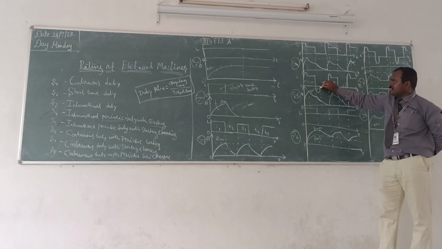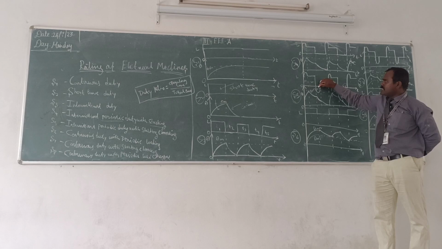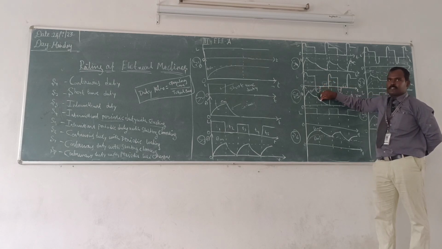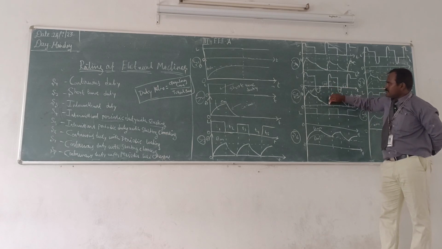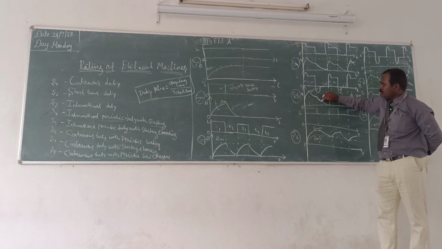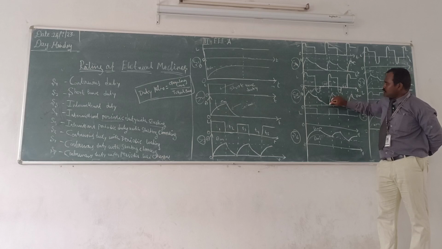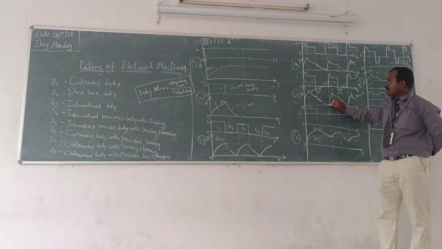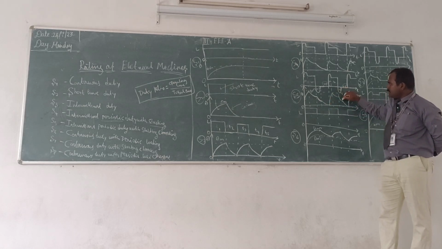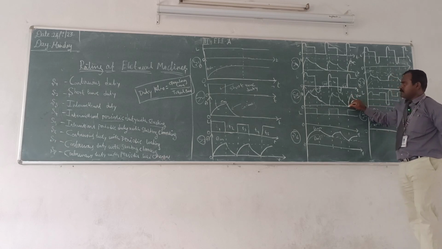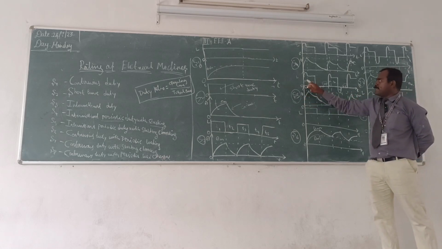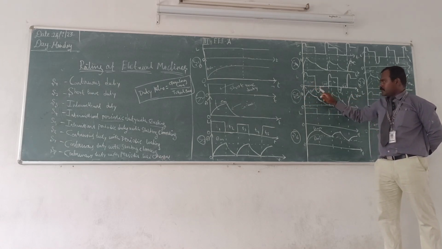Then again you are applying the load in the reverse direction. That is why the temperature is reduced further. So again the machine goes to the rest condition. The temperature keeps falling from the maximum temperature to 0. Right? Again the starting and normal load, the braking and the rest period. That is the intermediate periodic duty with starting and braking.